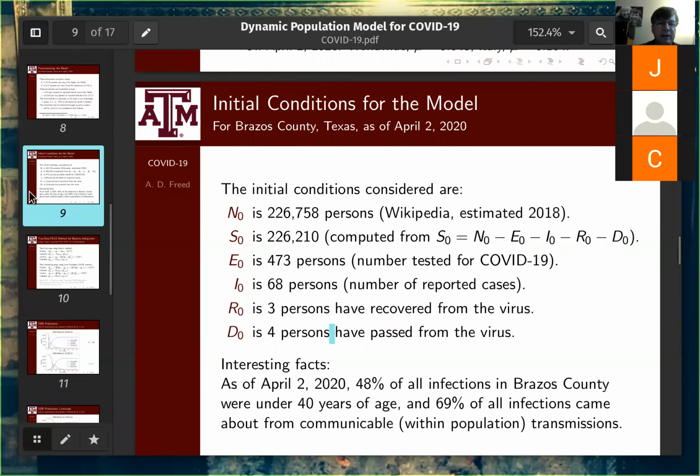Okay, here's kind of an interesting observation. As of yesterday, 48% of all infections in our county here are under the age of 40. And 69% of all infections came from communicable or within-population transmissions. In other words, they got infected by not going to Cancun. They got infected because somebody living here was infected and infected them. So 70% of them have been confirmed as within-population infections.